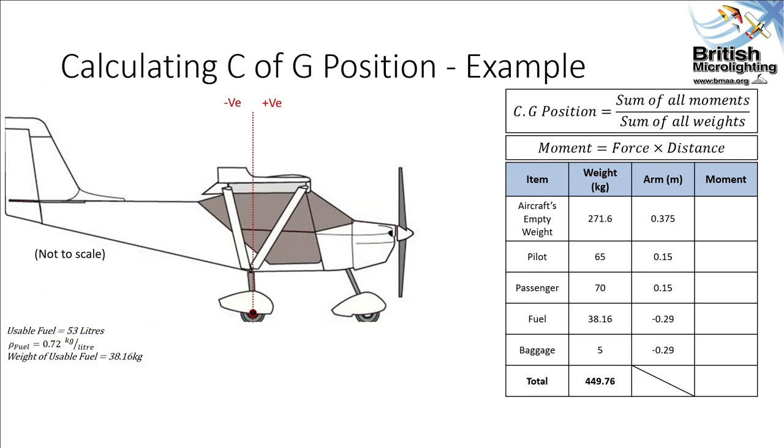Now that we have all the weights and the moment arms we need, we can start to calculate the moments for each item by multiplying the weight, or force, by the arm, or distance. So let's do that in sequence now. We now have everything we need to calculate the new CG position of the aircraft in this configuration. So let's do that now.